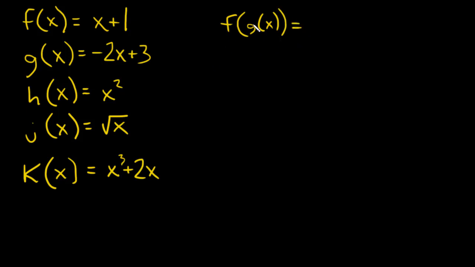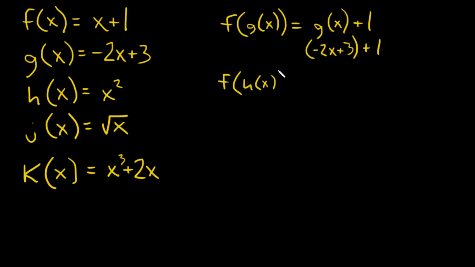Well, f of g of x: f of x is x plus 1. So f of g of x is going to be g of x plus 1. What is g of x? G of x is negative 2x plus 3. So negative 2x plus 3 plus 1. Okay? Then what about f of h of x?